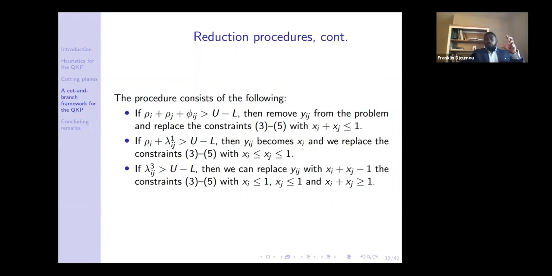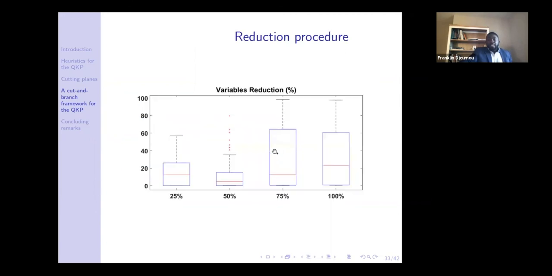So we basically use some dual properties of the variables and the constraints to reduce some of them before we throw everything to Cplex. Now, what is, for example, the impact of doing this reduction procedure? You can see that the different box plots that we have here represent the different densities of your profit matrix.